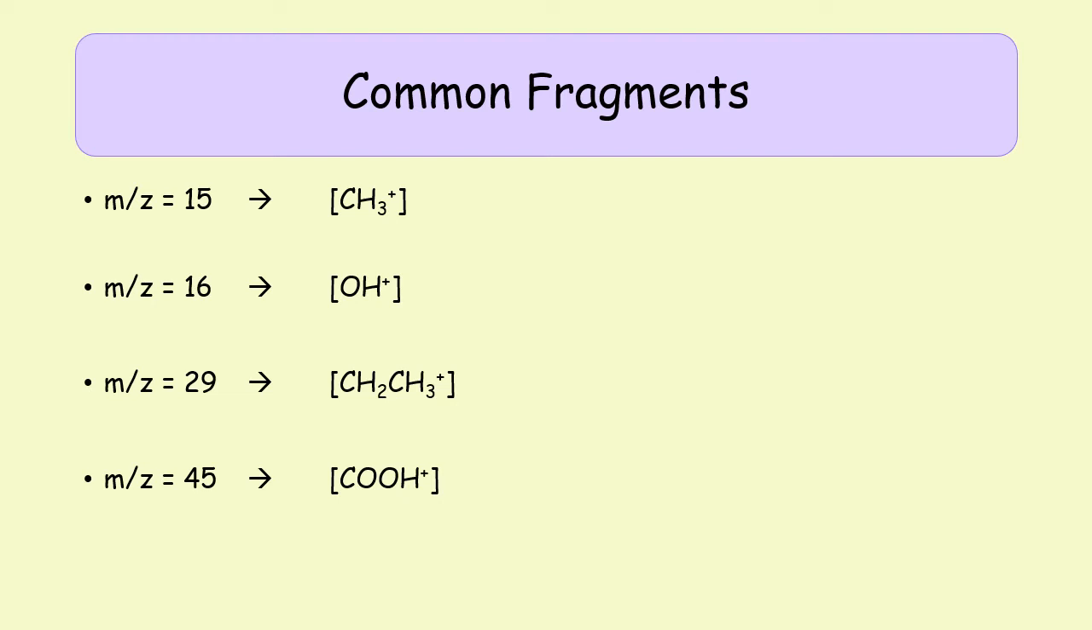So 15 is a CH3, 16 is an OH group, 29, not as common, that's an ethyl group, 45 is a really common one, that's carboxyl, 45. Now you don't necessarily have to remember these, but because these are really common, if you can at least remember the 15, the 16 and the 45, that really will help you because they're the most common fragments that will come up in mass spec questions.